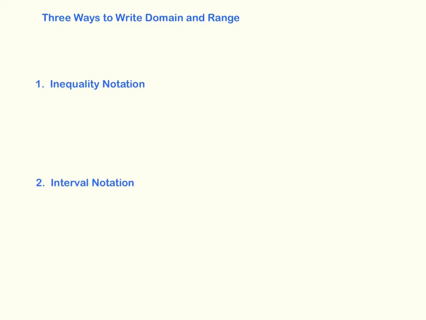There are 3 ways to write domain and range. We've got inequality notation, interval notation, and then we'll do set notation as the third one. So the first one, hopefully you're familiar with, inequality notation. It just uses inequality symbols. Okay, so that's how you'll tell it apart. It uses inequality symbols.